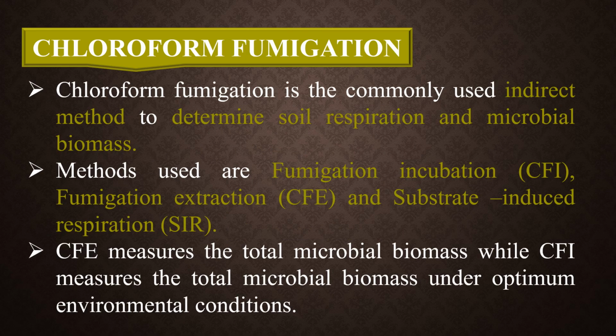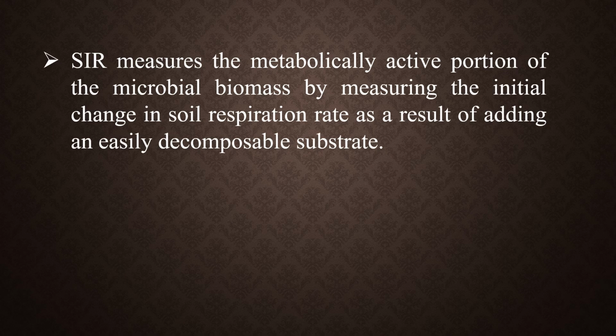Chloroform fumigation. Chloroform fumigation is the commonly used indirect method to determine soil respiration and microbial biomass. Methods used are fumigation incubation (CFI), fumigation extraction (CFE), and substrate induced respiration (SIR). CFE measures the total microbial biomass while CFI measures the total microbial biomass under optimum environmental conditions. SIR measures the metabolically active portion of microbial biomass by measuring the initial change in soil respiration rate as a result of adding an easily decomposable substrate.